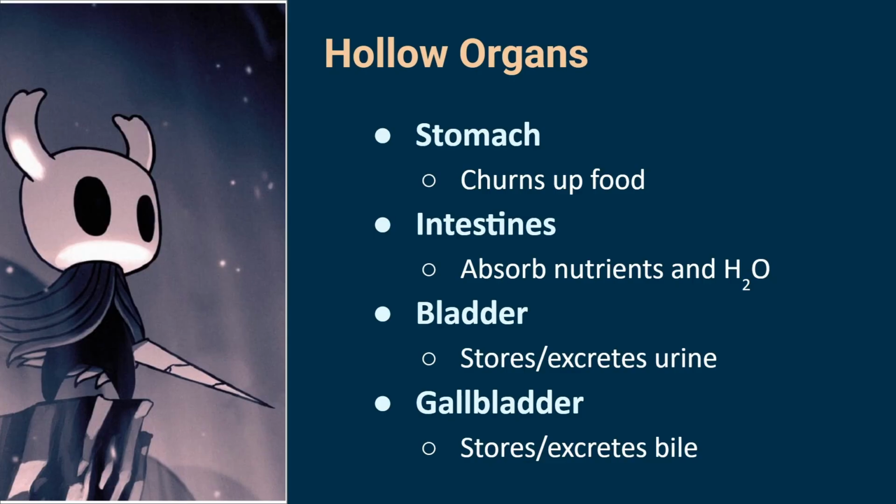Our intestines, whose primary jobs are to absorb the nutrients and then water. Do you know which, is it the small or large intestine's primary job to absorb nutrients? Small, and it's the large intestine that's reabsorbing water largely. Now the bladder is going to store and excrete our urine, some waste products, and then we also have our gallbladder, part of our digestive system, that stores and excretes bile. But these are all hollow organs.